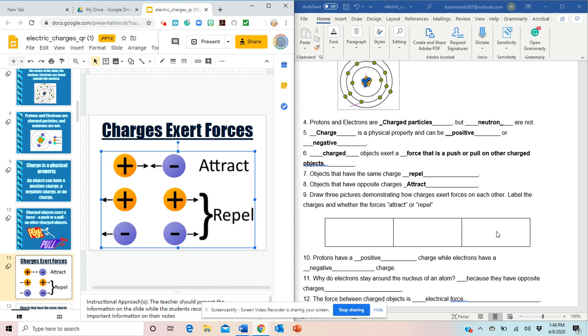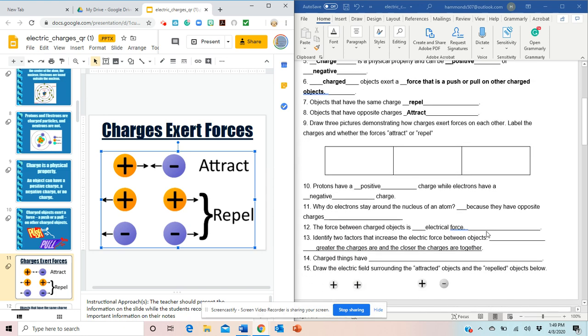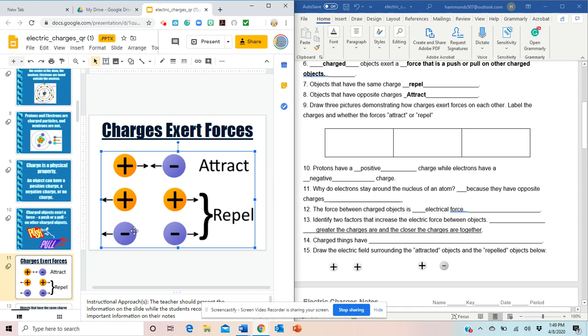But if I were able to place these into the boxes, the first one, the minus and the plus, I would have in the first box, and I would make sure that I label that as attract. And then in the next box, I would have the 2 plus signs and make sure that I note that they repel. And then I would have the 2 minus signs and make sure that I note that they repel.